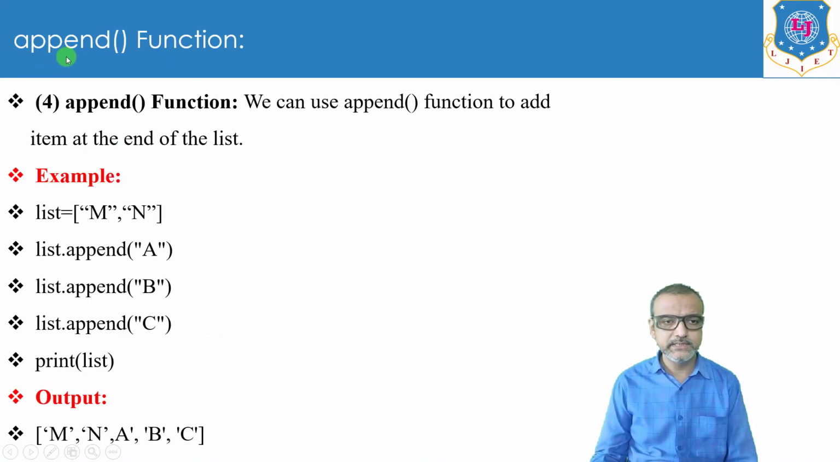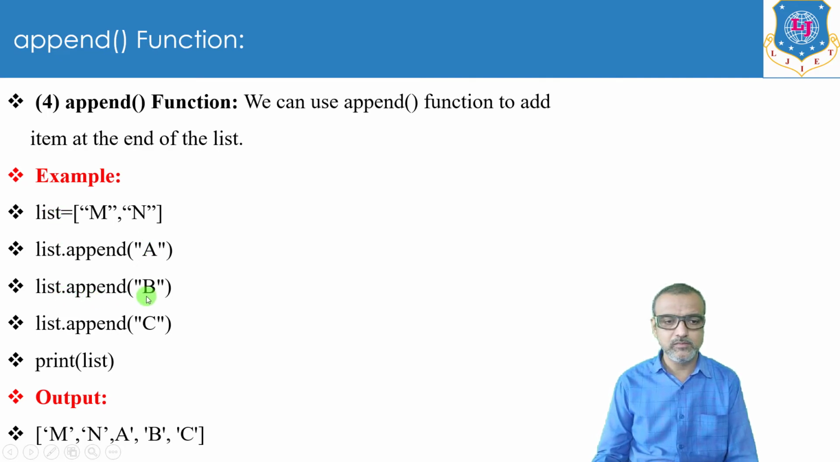Now we will see the append function. What will this append function do? We can use the append function to add an item at the end of the list. For example, in the list variable we have taken two elements, one is m and the other is n. So list.append of a will be added at last in the list.